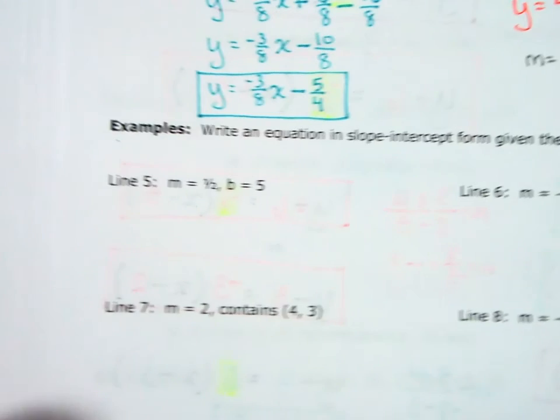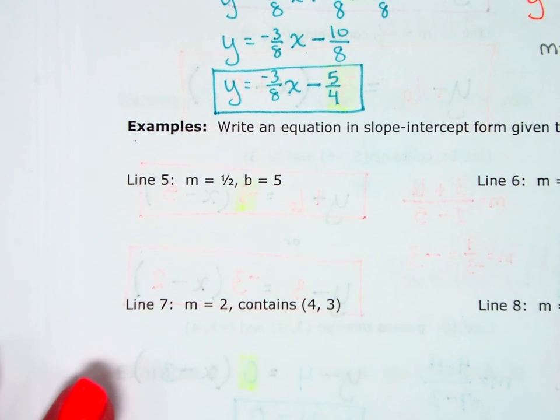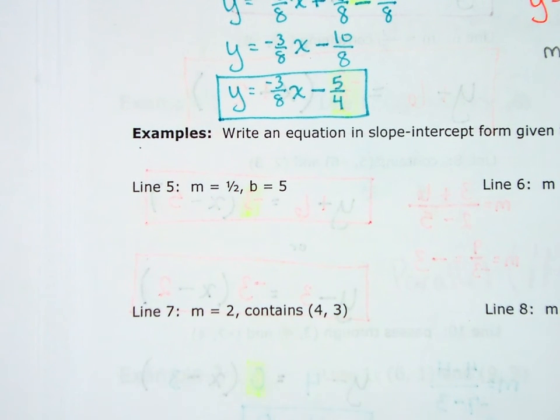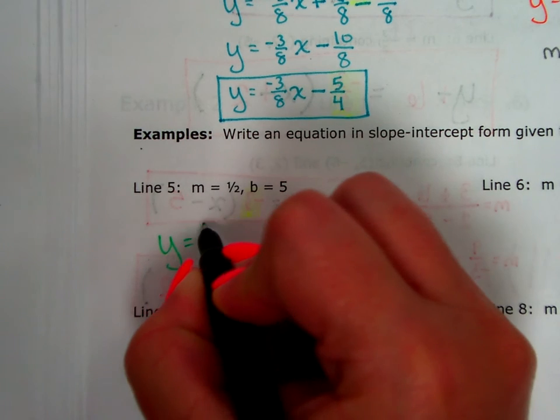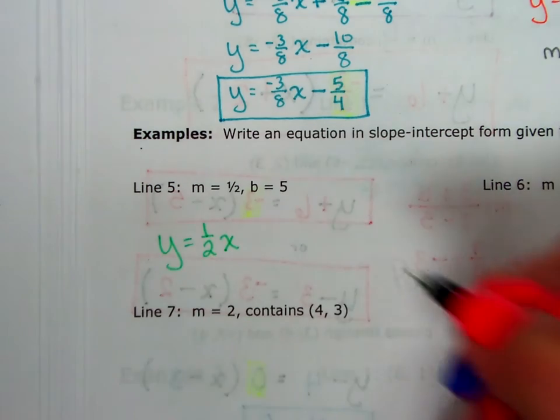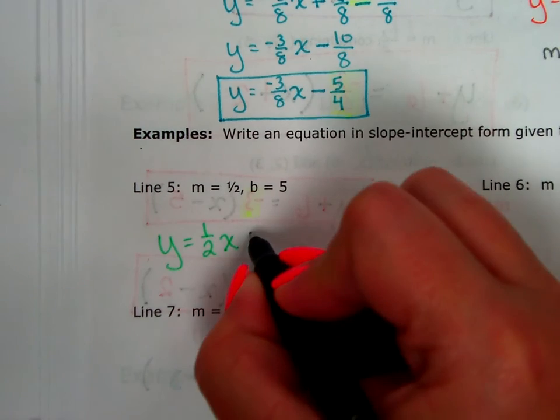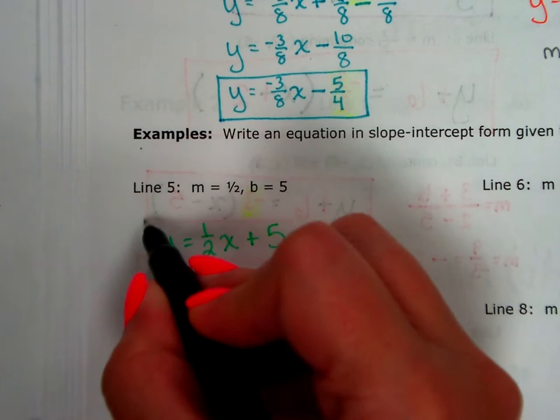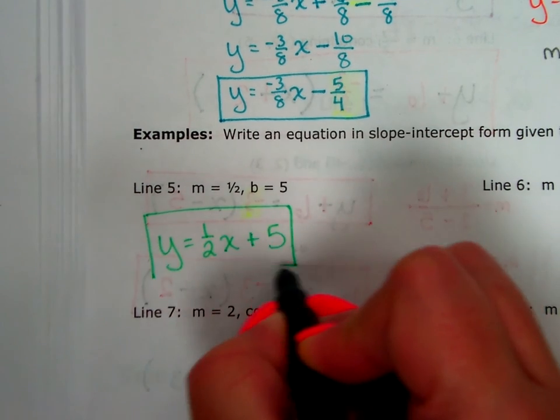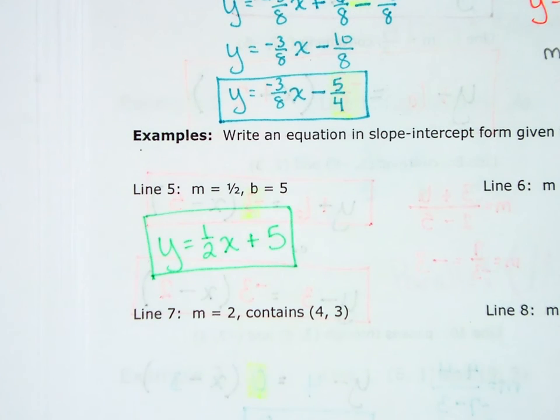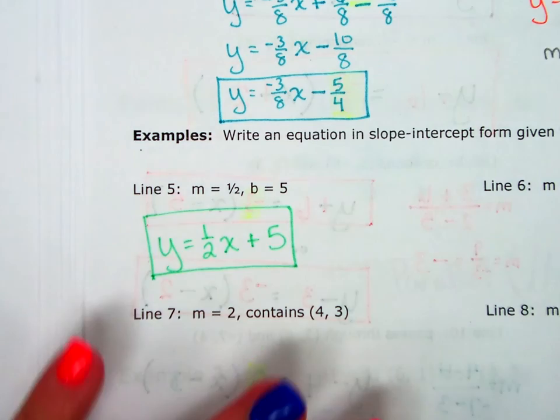All right. Writing an equation in slope-intercept form given the following information. Number 5 is pretty simple, right? They gave me the m, they gave me the b. So y equals mx plus b. y equals, what am I going to put for m? 1/2. X plus b, what's my b? 5, a positive 5. Easy peasy.